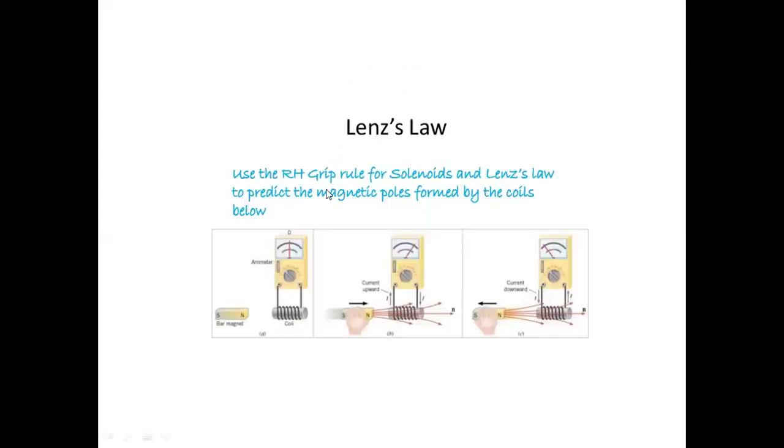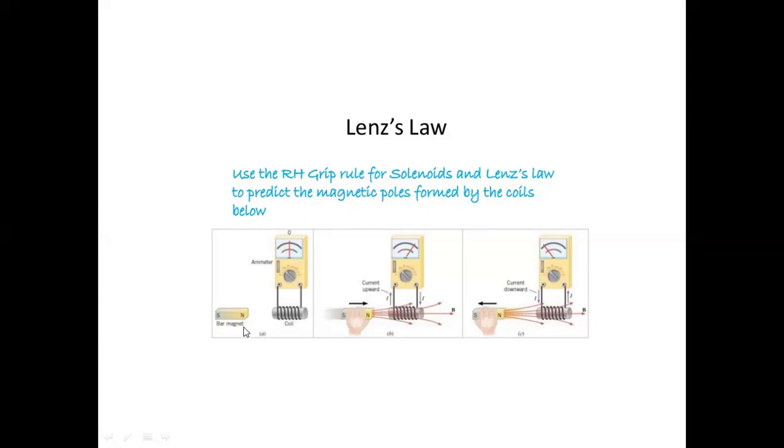So here again there is a question. Use the right hand grip rule. You remember the right hand grip rule for solenoids. We can find out the polarity of the electromagnet by using the right hand rule. The thumb indicates the north pole, and the fingers are curled around the wire, indicating the direction of current. Use the right hand rule and Lenz's law to predict the magnetic poles formed by the coils below in each case.